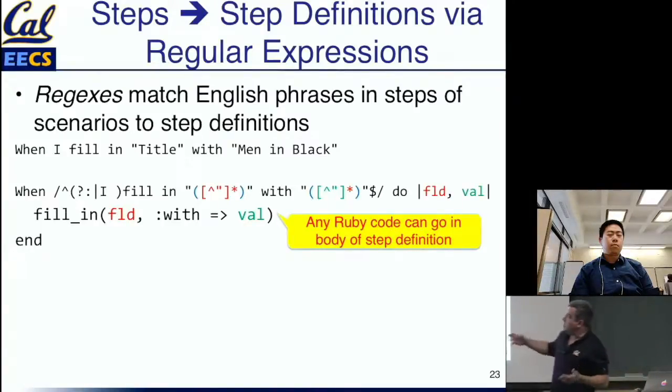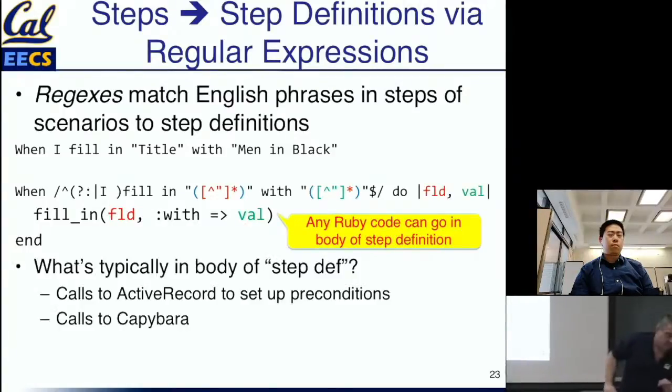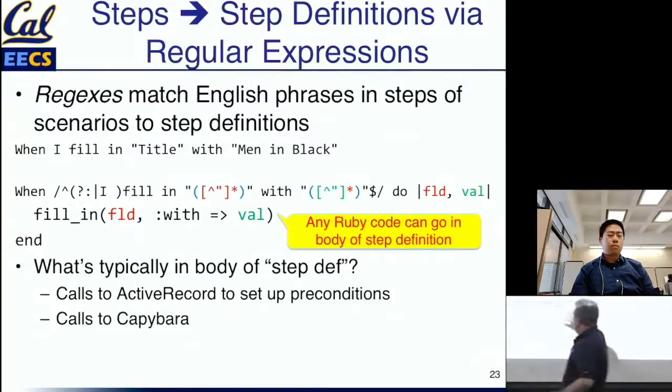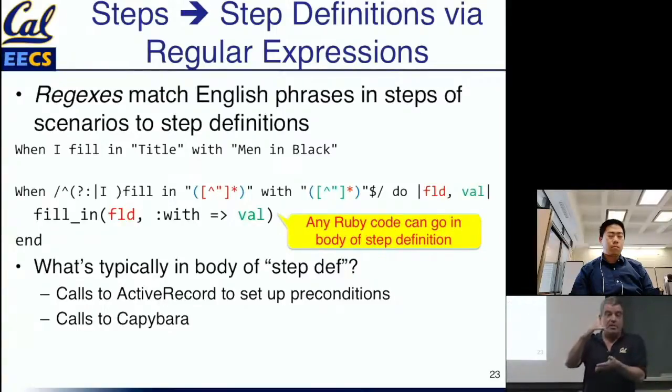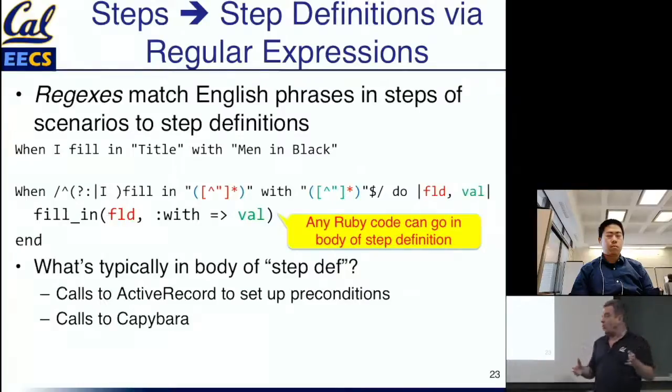So what kinds of things would you expect to find in the body of a step definition? Well, one kind of thing is if there are preconditions that your test depends on. For example, if I was writing a test that depends on a number of movies already being in the database, I can imagine that there would be a step definition where I'm going to make some Active Record calls to create those movies, because I need to make the state of the world look the way that my test expects or assumes.